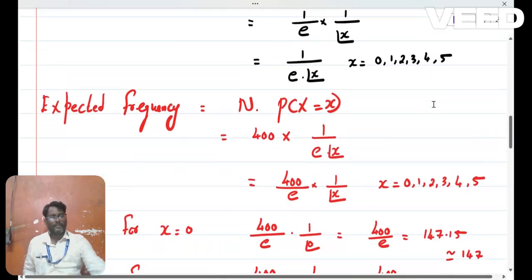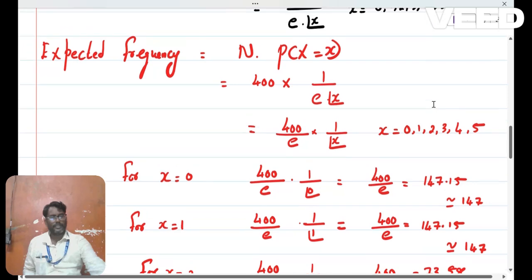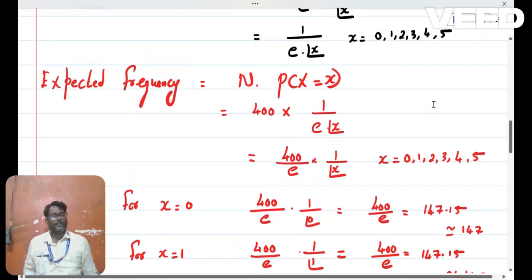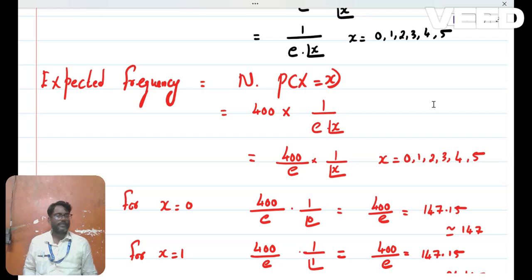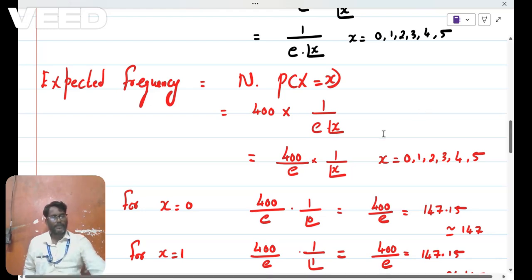Now we will compute the expected frequencies. That is n into P of x, where n denotes the sum of the frequencies. The sum of the frequencies here is 400. So the expected frequency will be 400 into 1 divided by e into x factorial, where x will take the values 0, 1, 2, 3, 4, 5, since the small n value is equal to 5. Now we will compute the expected frequencies for each value of x.